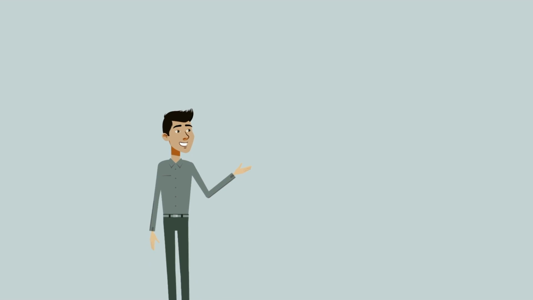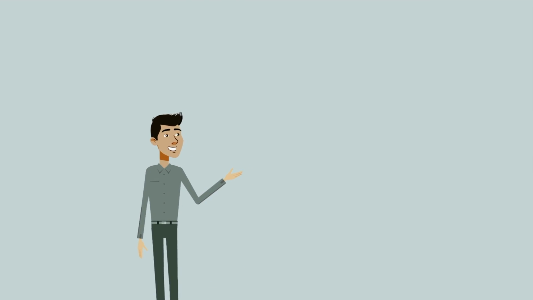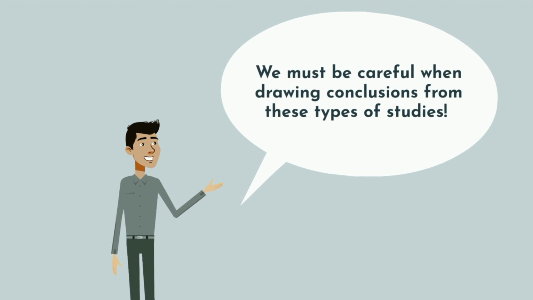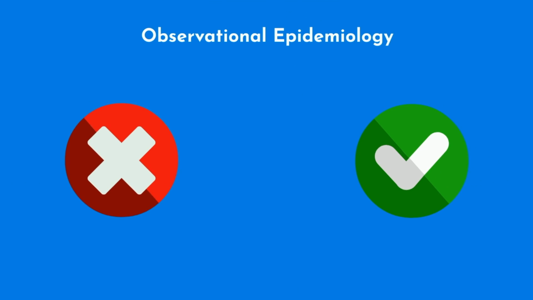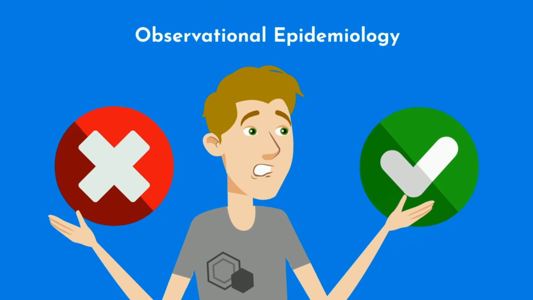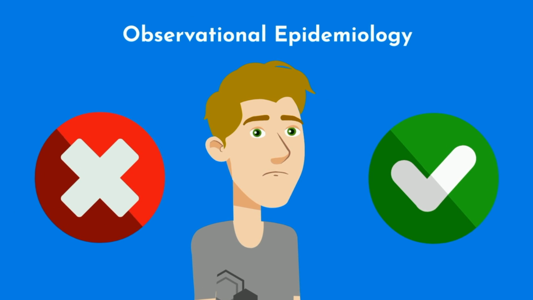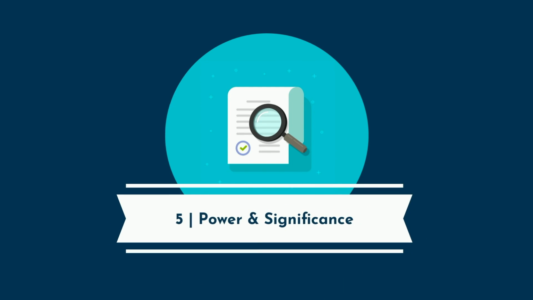Because confounding is such a central limitation to observational research, we must be careful when drawing conclusions from these types of studies. With observational epidemiology, it's incredibly difficult to prove an association right or wrong. While a small minority of these associations may be causal, the overwhelming majority are not. And therefore, we should err on the side of skepticism.